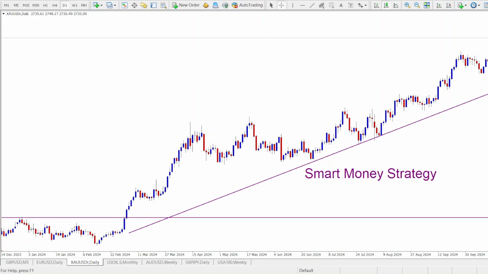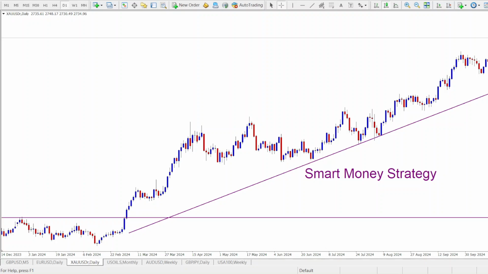These candlestick patterns often represent strong buying or selling pressure by institutional players, and spotting them can give you an entry signal aligned with the big guys. Okay, so it's important that you pay attention to such institutional candlestick patterns.